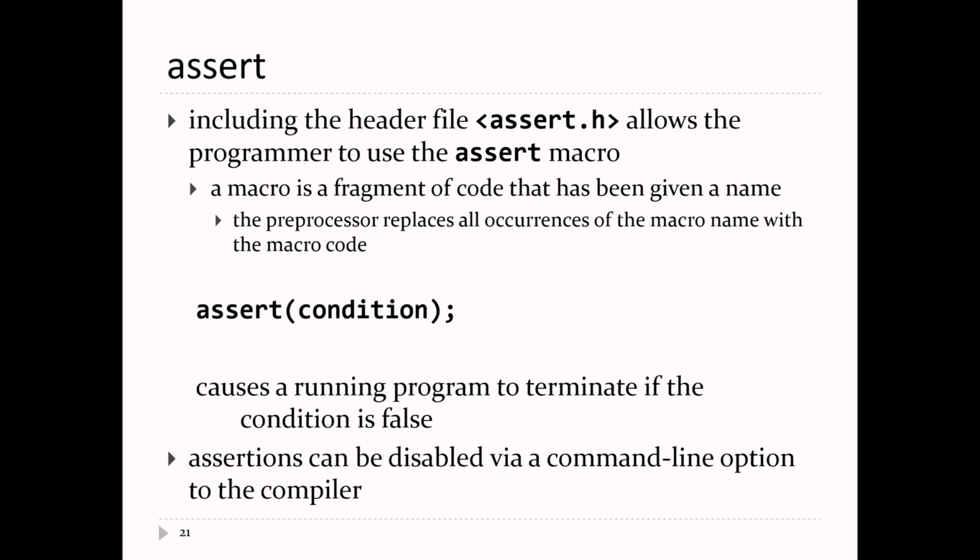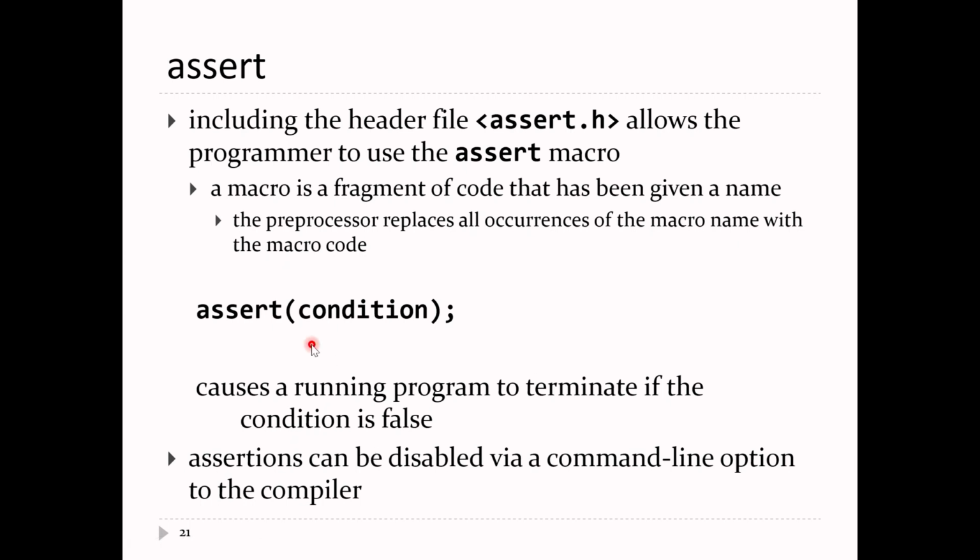So the way we're going to do it is we're going to use this thing called assert. Assert looks like a function. It's actually something called a macro, but whatever. For us, it looks like a function. You can assert a condition. If the condition is true, assert does nothing. If the condition is false, assert will stop your program. So that causes a running program to terminate if the condition is false. So it's sort of like a Java exception, not really, but sort of. It does kill your program.